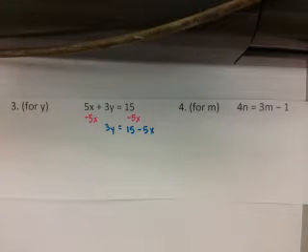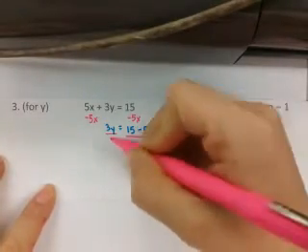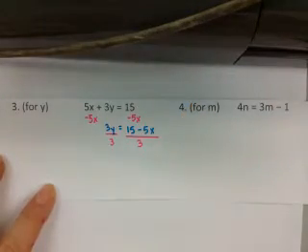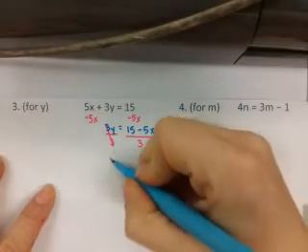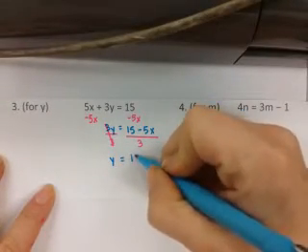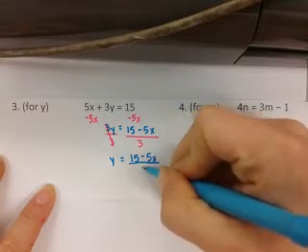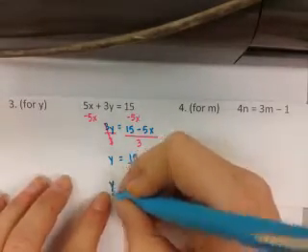Okay. Ask yourself, what is happening to y right now? It is being multiplied by the number 3. So in order to undo that multiplication, we need to divide both sides of our equation by 3. These 3's cancel out. So we have y equals, now we could leave this as a fraction, 15 minus 5x all over 3. Or just like the previous problems, we could split up each piece.